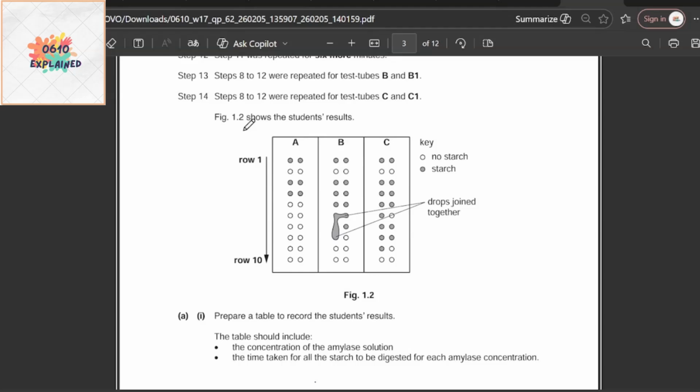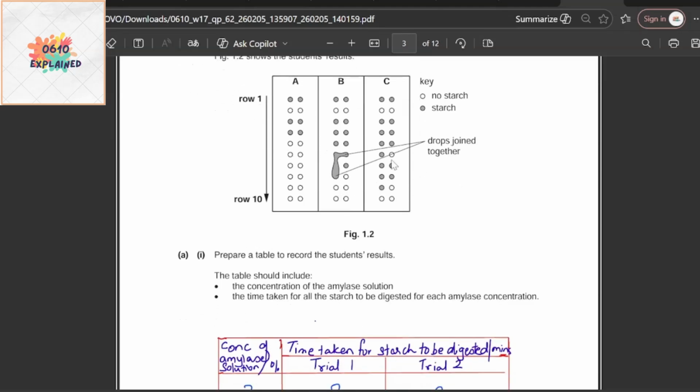Now the figure is showing the results that the student recorded or observed. They have provided you a key over here which says that there is starch or there is no starch. Where we can see the dotted lines, the starch is still present, and in the no dot, the starch has been digested. The first row, as we understood, the starch solution was added; second row, it was mixed with amylase where the starch was digested to maltose and hence the color was changed.